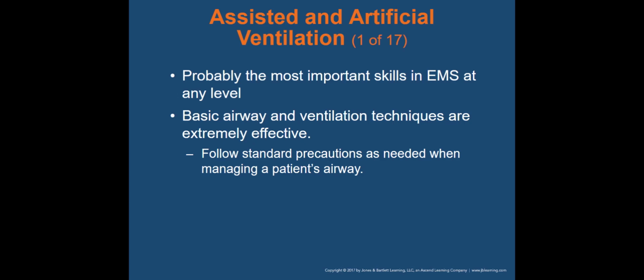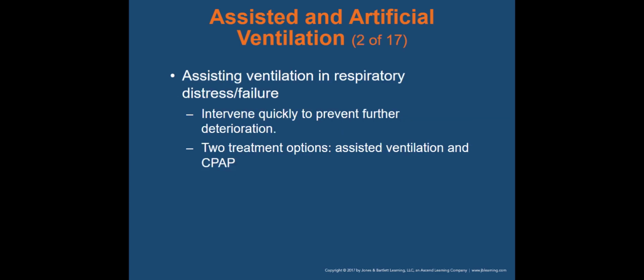Assisted and artificial ventilation techniques are probably the most important skill. Mastery of these techniques at the EMT level is imperative. We spend a lot of time working on our airway and breathing control skills. Patients who are breathing inadequately, too fast or too slow, are usually unable to speak in complete sentences. Fast, shallow breathing can be just as dangerous as very slow breathing. Remember to follow standard precautions as needed. Droplet precautions highly recommended when managing a patient's airway.